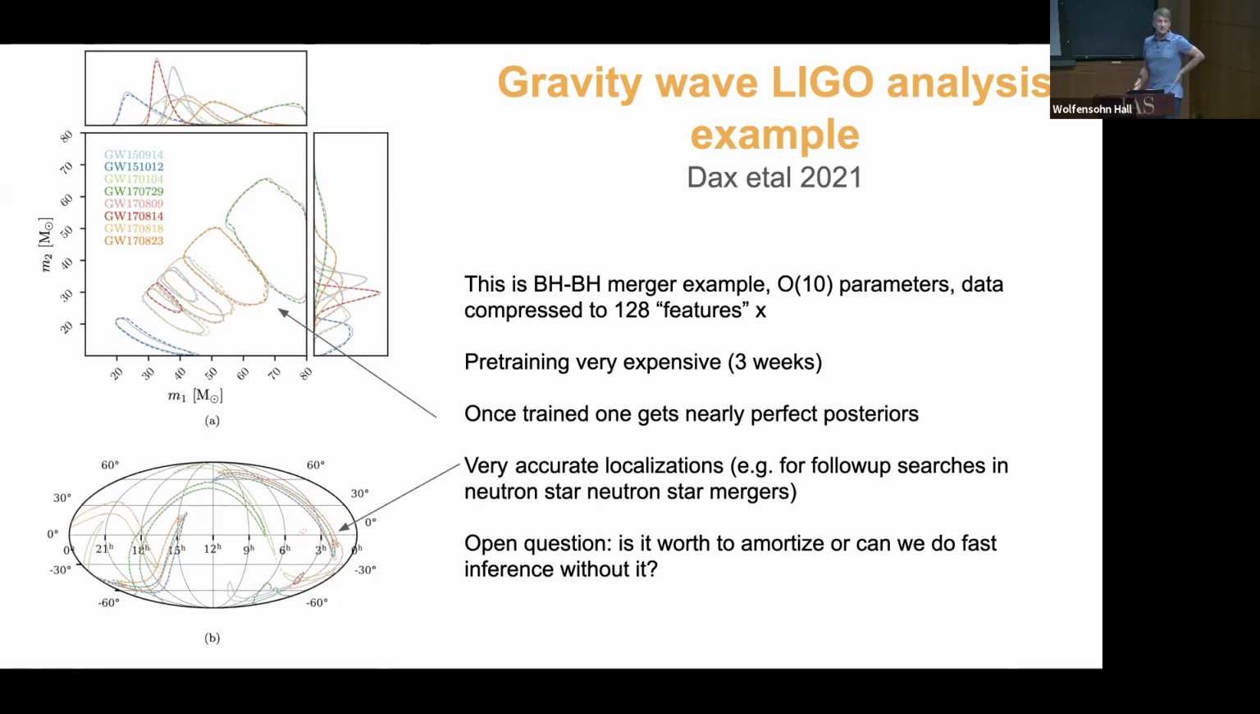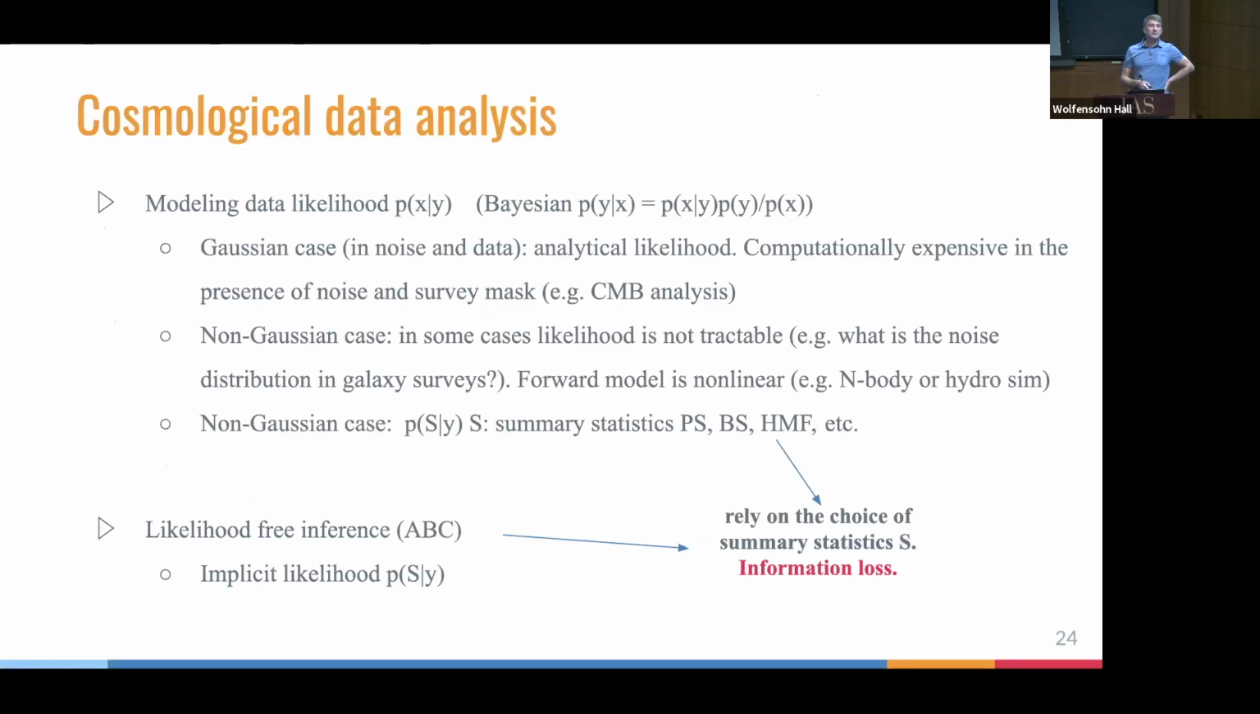So this thing is very promising, but there's still an open question, right? Do we need to do this amortization? Do we need to do this 3-week pre-training, or can we do exactly the same thing with something very fast, such as the methods I was talking about before? And there's still an open question whether this amortization is necessary. Okay, so let me now talk about cosmological data analysis.